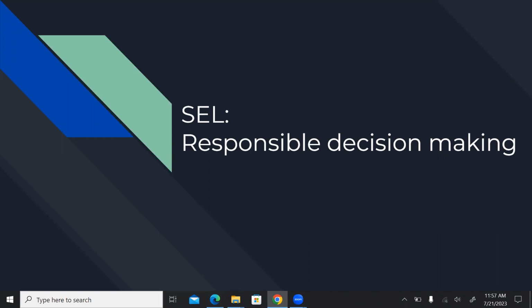We've been going through the 5 different competencies that fall under the traditional CASEL defined SEL, social emotional learning. And this is the final competency, number 5, responsible decision making.